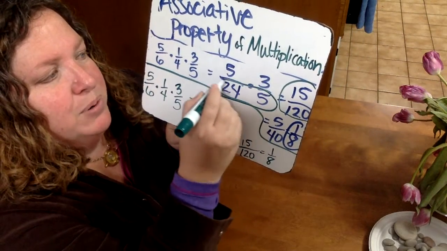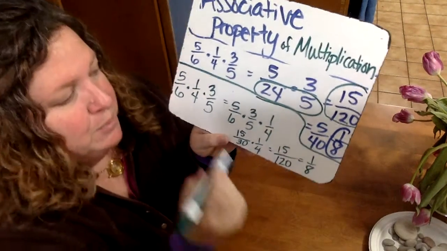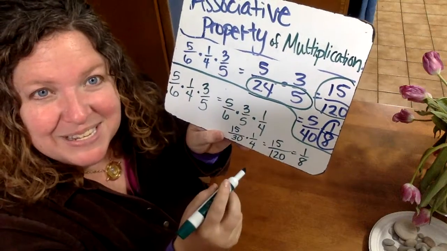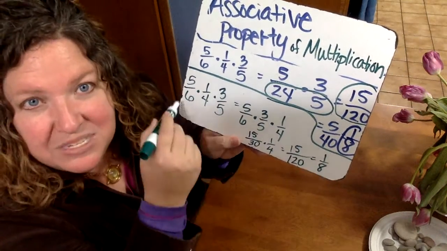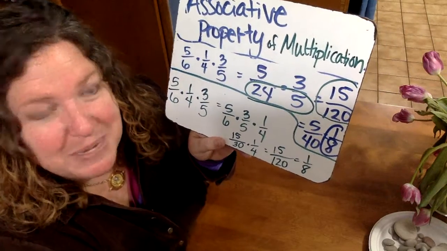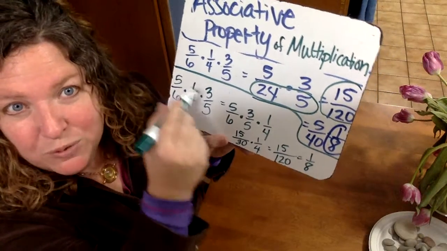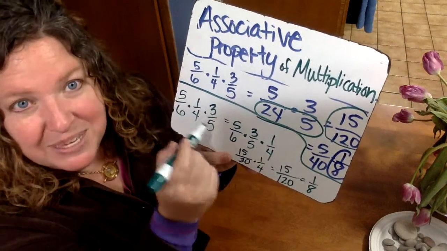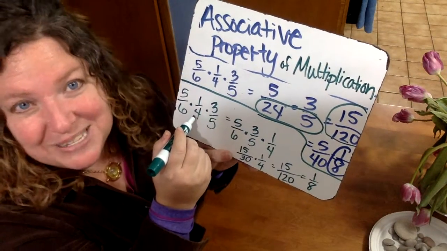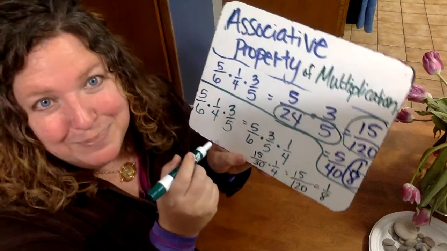This part of the problem got a little sticky, but we got rid of the stickiness by using the associative property, by reassociating the numbers to decide which went first, which went second, which went third. As long as they're all multiplication, we can reassociate them to make the problem easier.